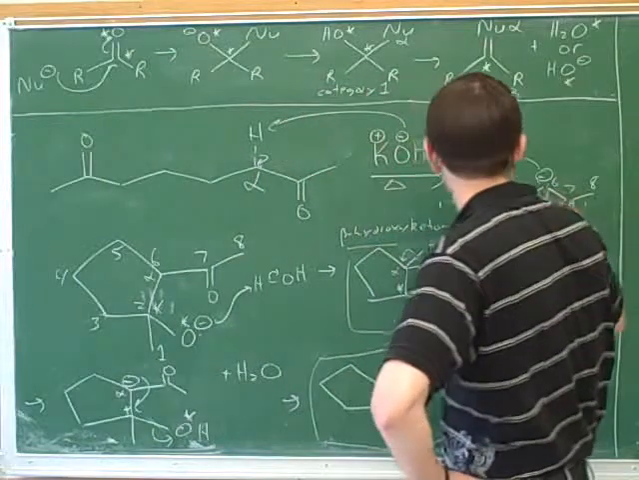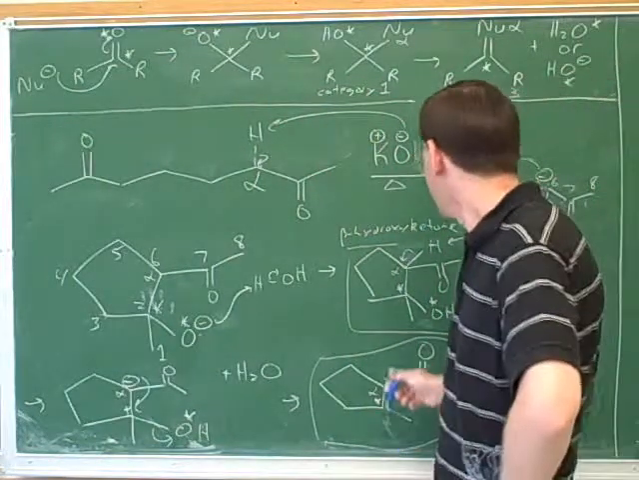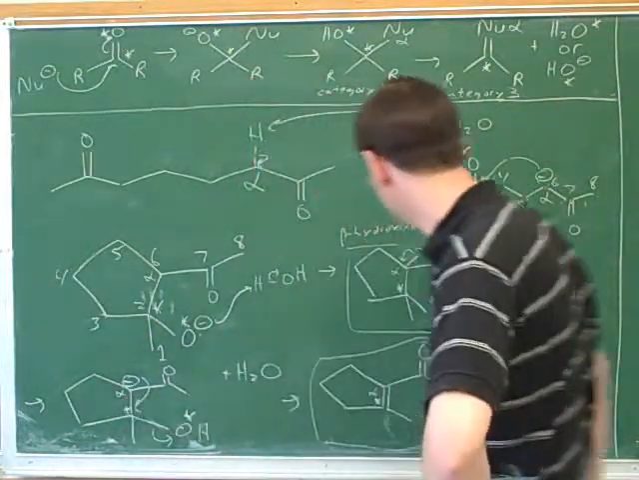So in both cases, the alpha is attacking the star. First, the alpha deprotonates, and then it attacks the star. Then under hot conditions, the alpha deprotonates again, and it attacks the starred carbon again.